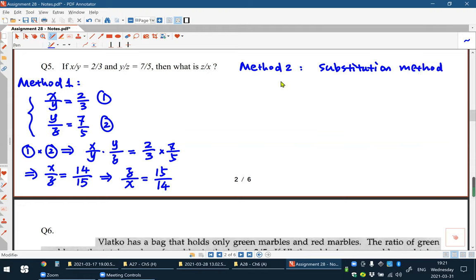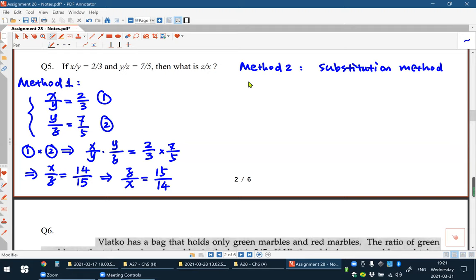By substitution, I mean, we already know that the ratio between y and z is 7/5, right? And here we want to know z over x. If we can substitute y here with something in x, we then can find the ratio between x and z, right? So the key is to substitute y using x.